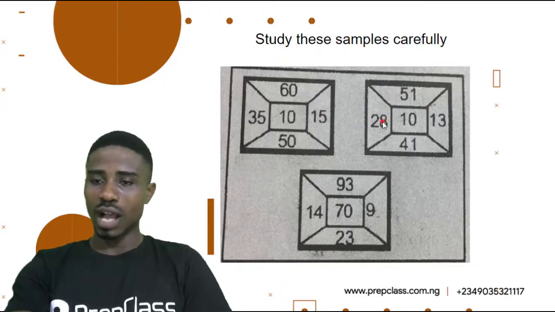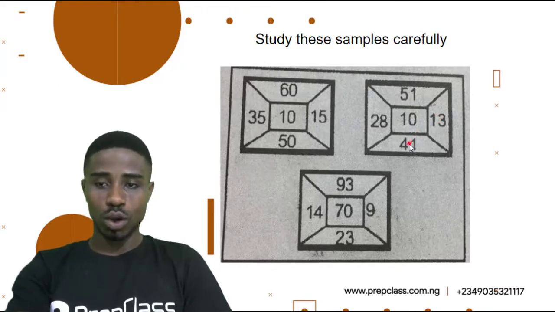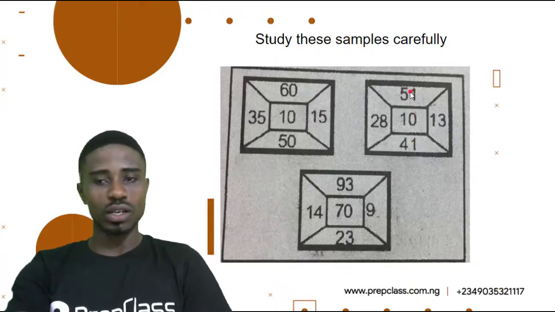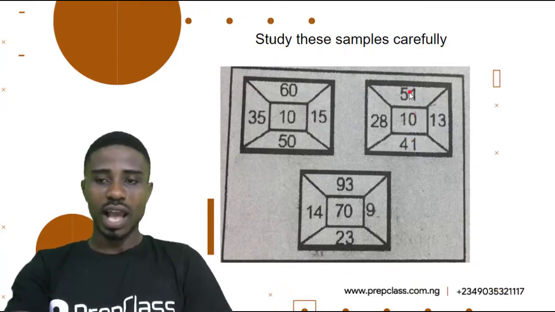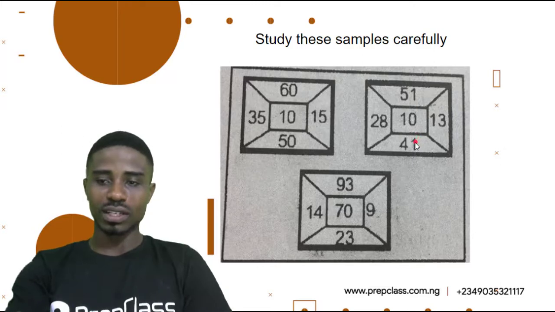So the next one, I would say, as I have said previously, 28 plus 13, that's equal to 41. That's correct. And 41 plus 10 is equal to 51. That's also correct. And I can also say 51 minus 10 is equal to 41. This is also true for this sample.